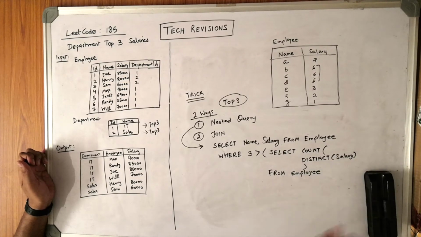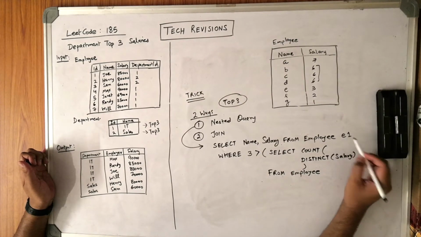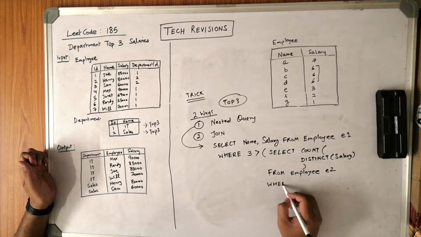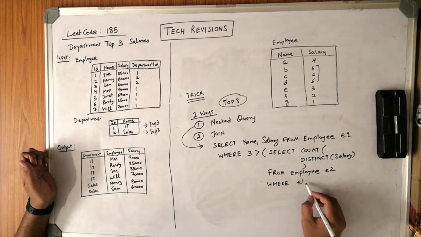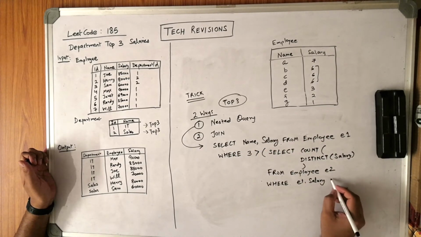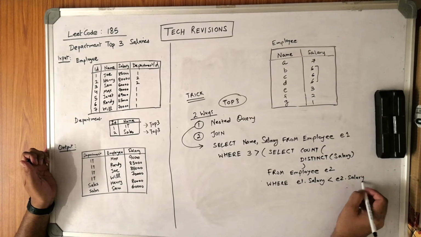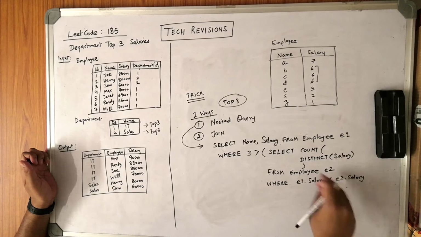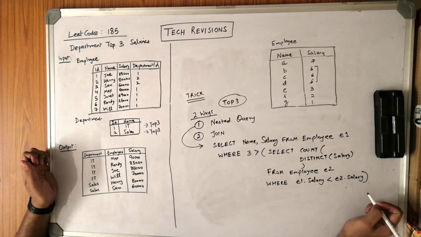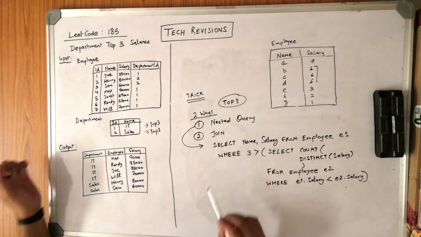We're getting it from the employee table, right? I'm going to call this E1, and I'm going to call this E2. Now here is the important clause where E1.salary, the outside salary, is less than E2.salary. So now this E1 is going to get compared with all the other salaries again. Because this is a nested query, I close this, right? Now what will happen? This is the nested solution basically.